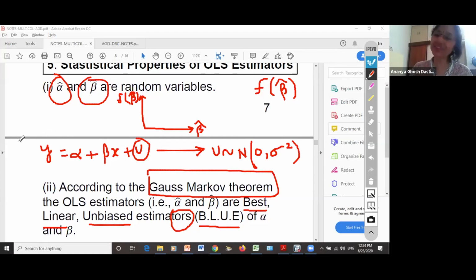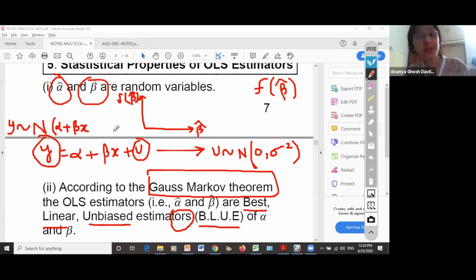So because u has a normal distribution, guess what y has? Y is a function of u. Y also has a normal distribution. So y is also normally distributed. What is the mean of y? Well, the mean of y is a function of x. So mean of y is alpha plus beta x. Right? The expected value of y given x is equal to alpha plus beta x. Why? Because the expected value of the errors is 0.